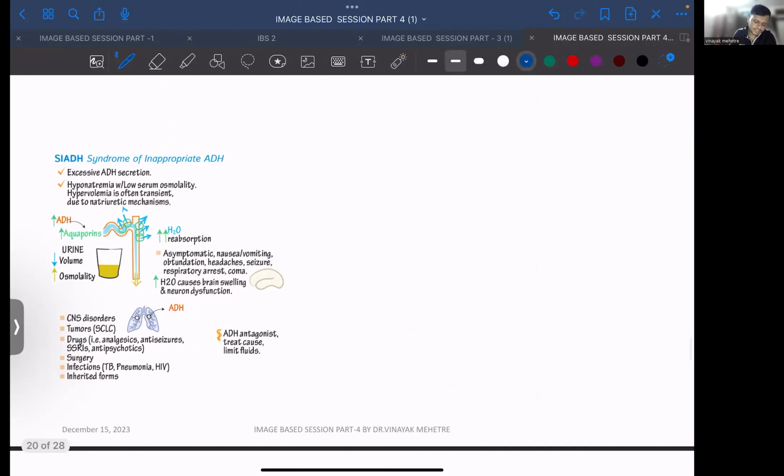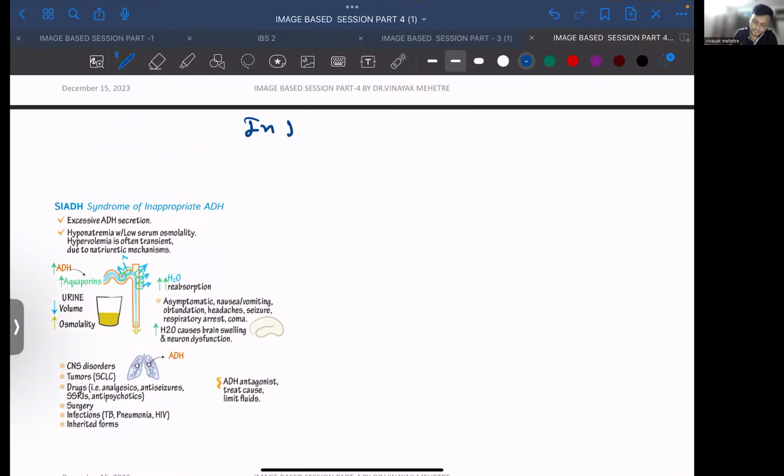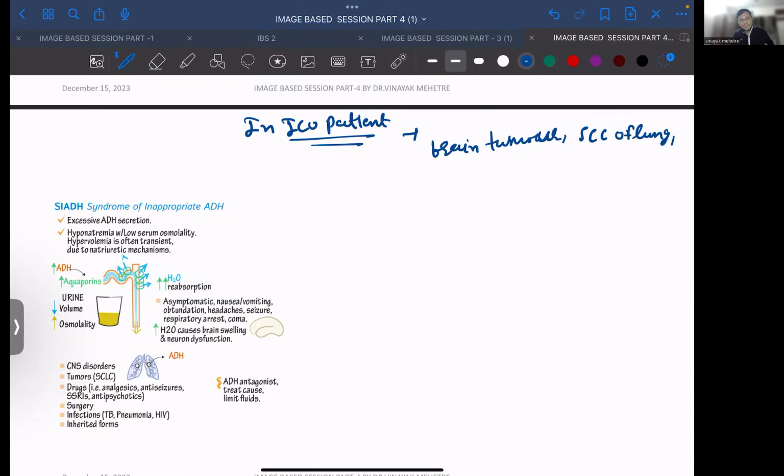कहाँ मिलेगा? I just said it. Anyone try to answer? क्या बोला था मैंने अभी? In ICU patient. ICU patient. Okay. किसमें मोस्ट कॉमन कॉज, ब्रेन ट्यूमर. और क्यों मिलता है, squamous cell carcinoma of lung, or what do you think causes?